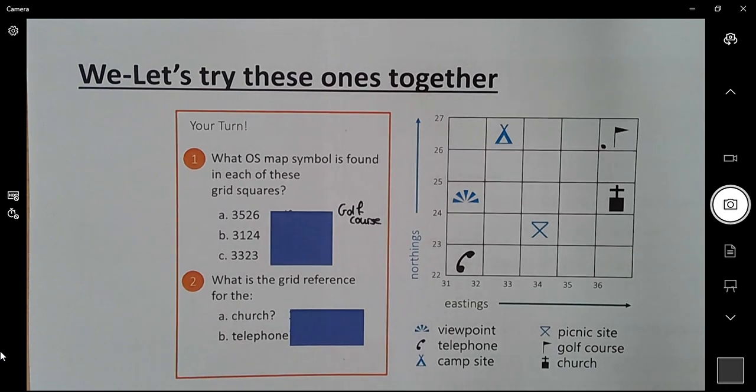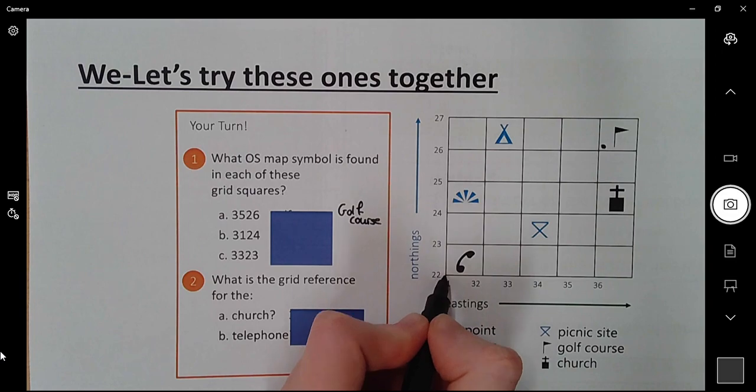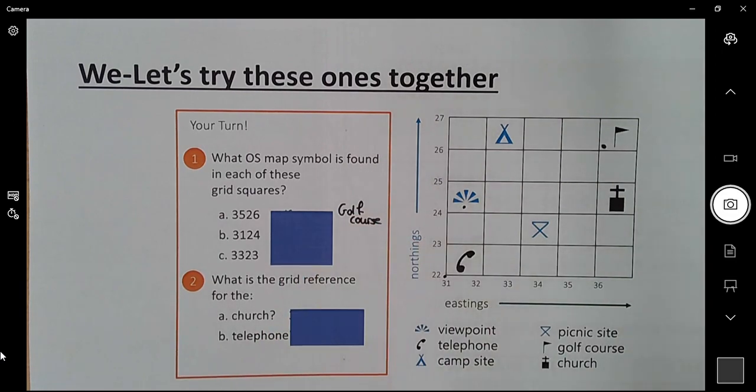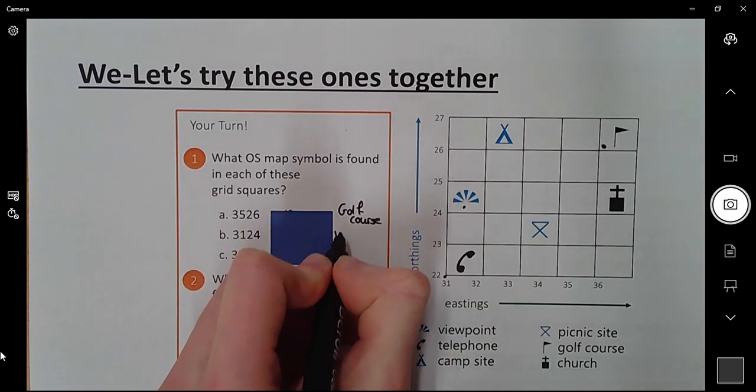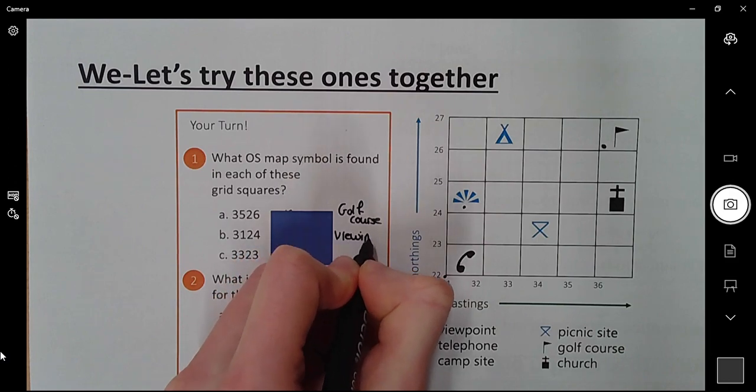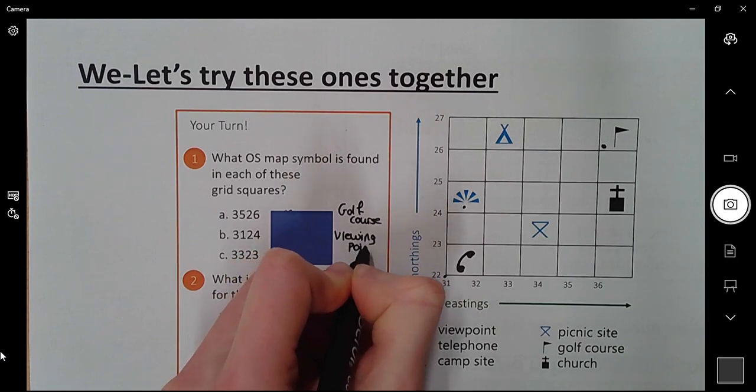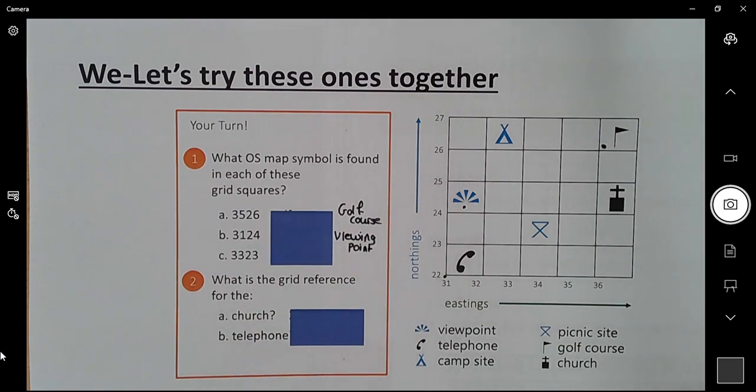Now what about 3124? So I'm at 31 and I go up to 24, and I know that is a viewing point. It's really important you're familiar with your OS map symbols from last year as well.